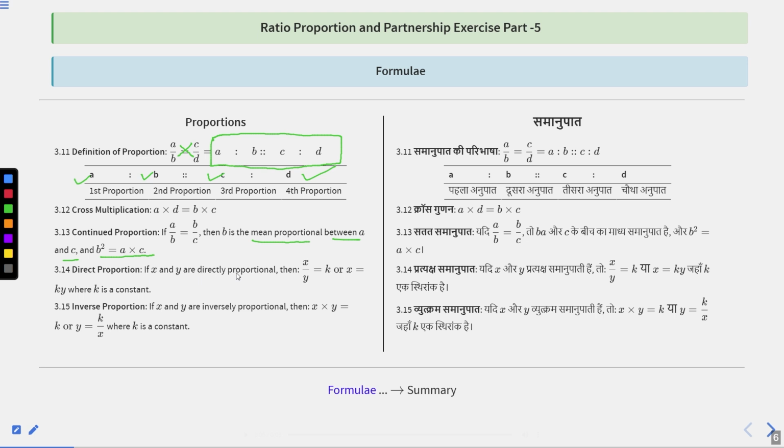Now next one is direct proportion. If X and Y are directly proportional, then X upon Y equals K, where K is a constant. Or we can say that X equals KY, where K is constant. Now next one is inverse proportion. If X and Y are inversely proportional, then X into Y equals K. Or we can say that Y equals K upon X, where K is constant.